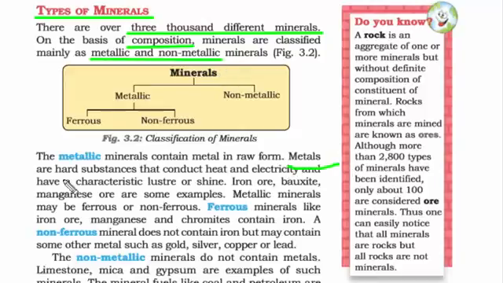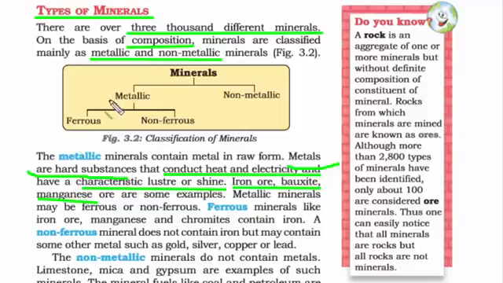Metals, as we know, are hard substances. They are also very good conductors of heat and electricity. That's why we use metallic utensils to cook food, because metal is a good conductor of heat. And then we use copper wires for transferring electricity. Metals also have characteristic luster or shine. Some examples of metals are iron ore, bauxite, manganese.